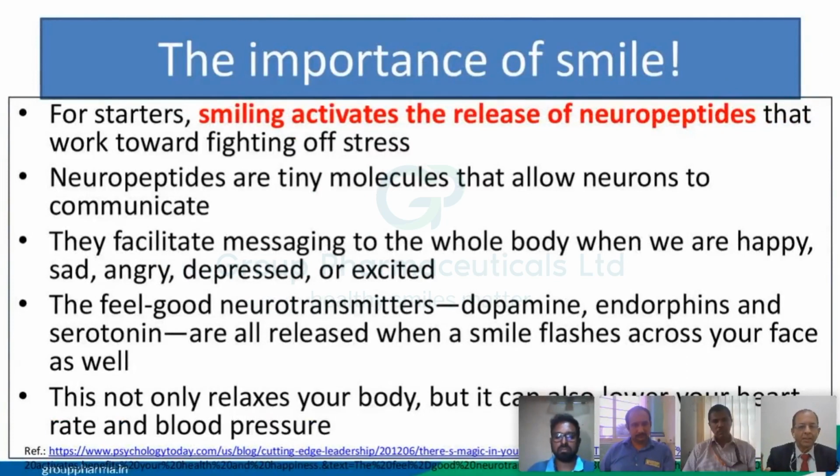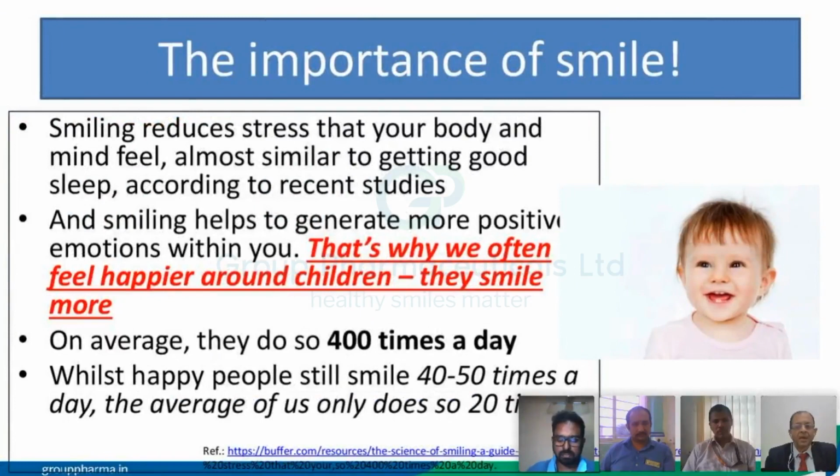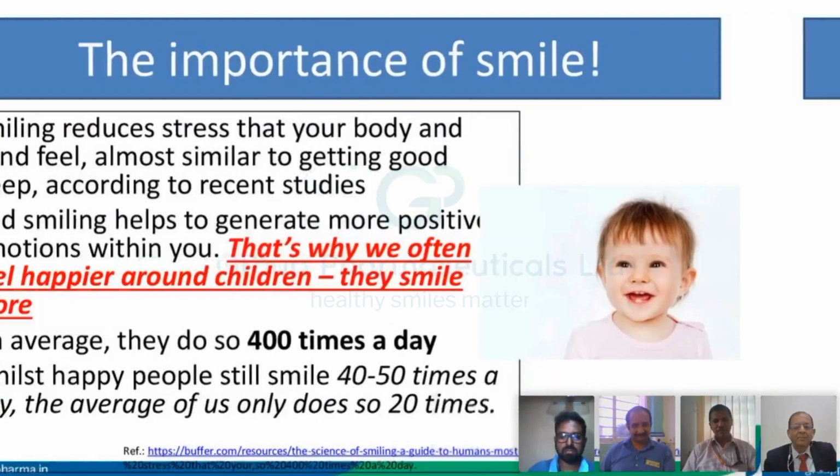We all know that it is important to smile, because when we smile, neuropeptides which are required for fighting stress get released, including dopamine, endorphins, serotonin. So you start feeling very good. And when you look at children, we like them because they smile 400 times a day. Happy people smile 40 times a day. And the average person smiles only 20 times a day.